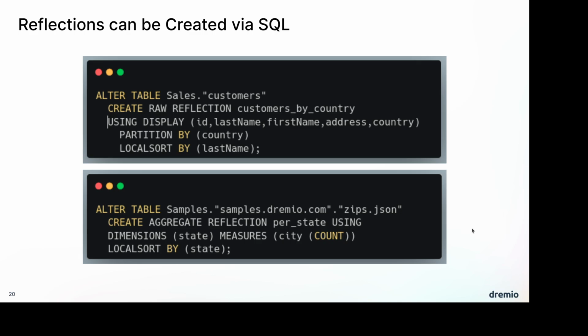And the SQL looks something like this. If I were creating a raw reflection, I would just alter the table and say, hey, I want to take this table, I want to create a raw reflection on this table. I give the raw reflection a name. Although, again, I'm never directly requesting that.